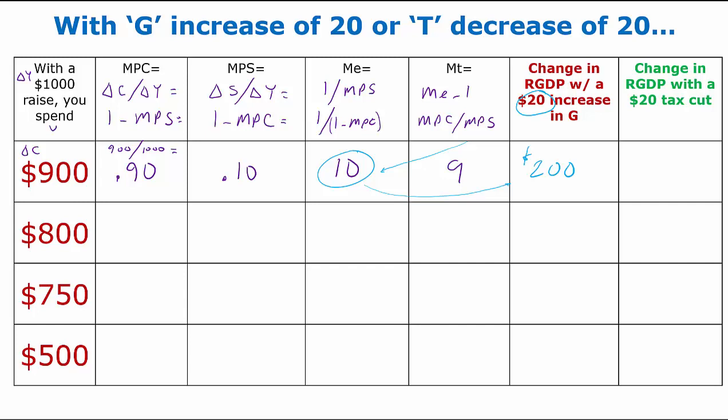Now, the last column is dealing with the tax cut. So instead of spending $20, the government gives me $20. They give it back to me. So this one is going to be the tax multiplier times the $20. So 9 times 20 means GDP will go up by 180. I know it goes up because it's a tax cut. If it were a tax increase, then GDP would go down by 180.